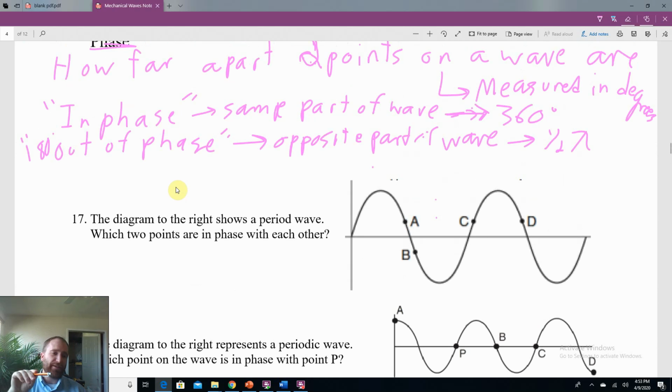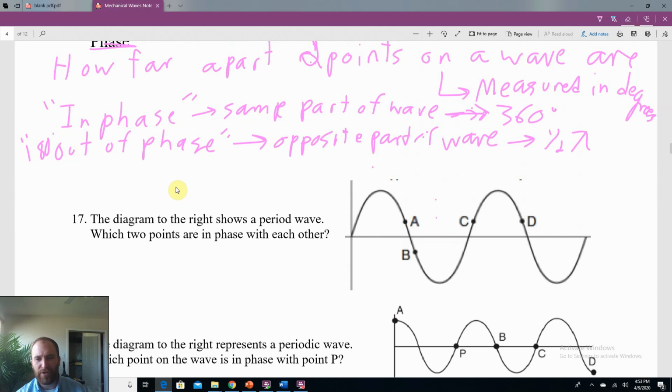Alright, I'm hoping you took that time to pause the video and try all of these. Let's go. 17, 18 are multiple choice questions that I just took the multiple choices out of. The diagram to the right shows, it's supposed to say periodic wave. Which two points are in phase with each other? Alright, in phase means they're the same part of the wave, separated by one complete wavelength.